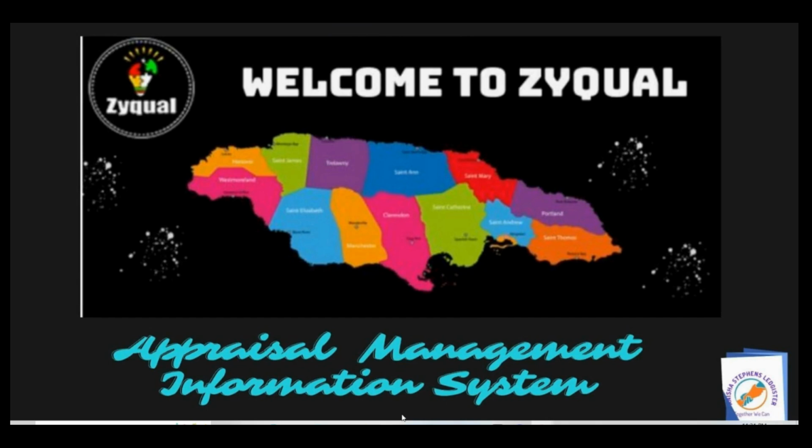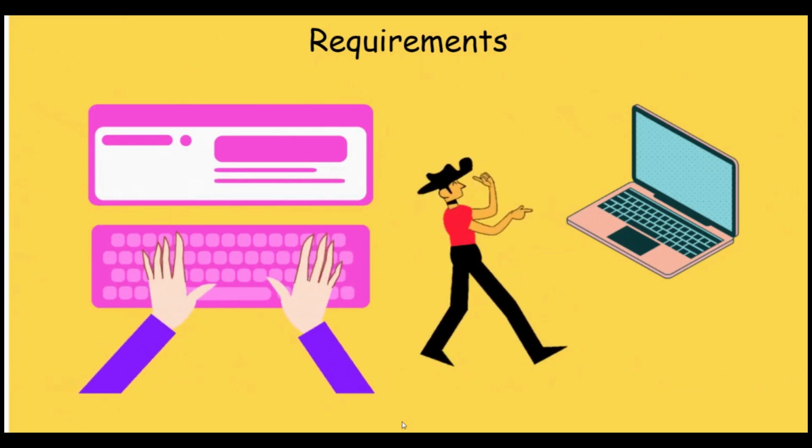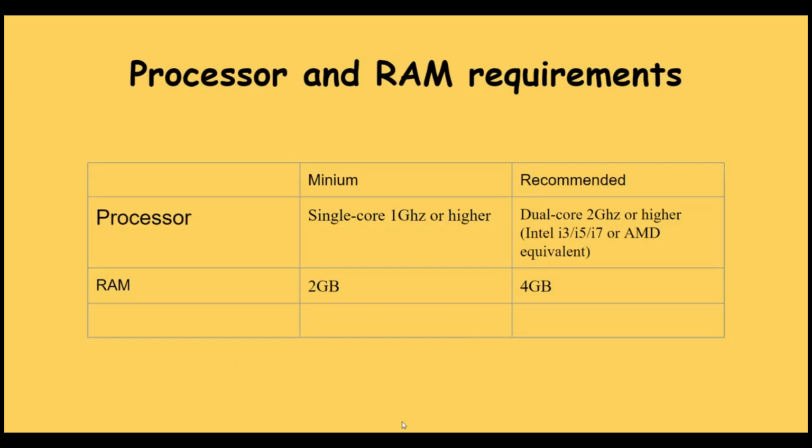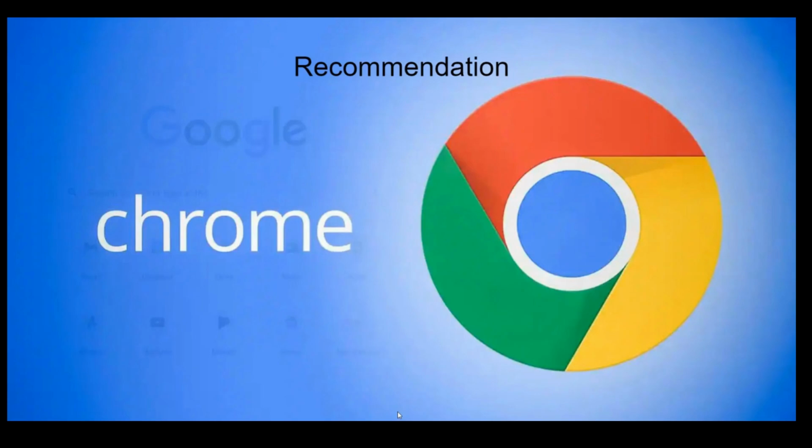Today I want to help you get started on Zyqual, the new appraisal management information system. It is recommended that you use a desktop computer or a laptop. It is also recommended that you use a dual-core 2 GHz or higher processor and a RAM with at least 4 GB. It is also recommended that you use a Chrome browser.